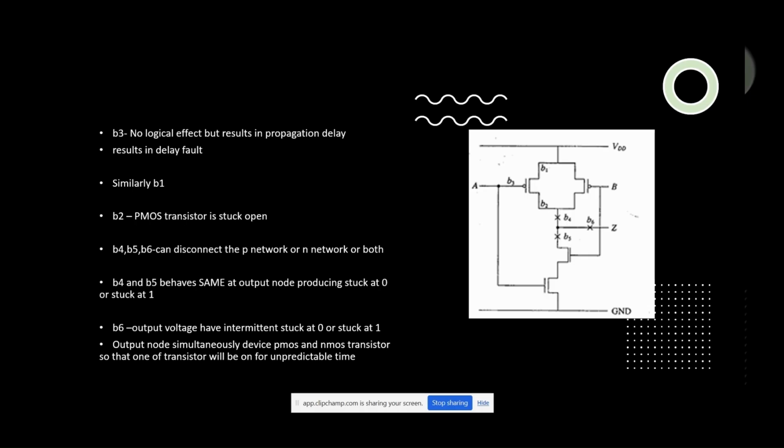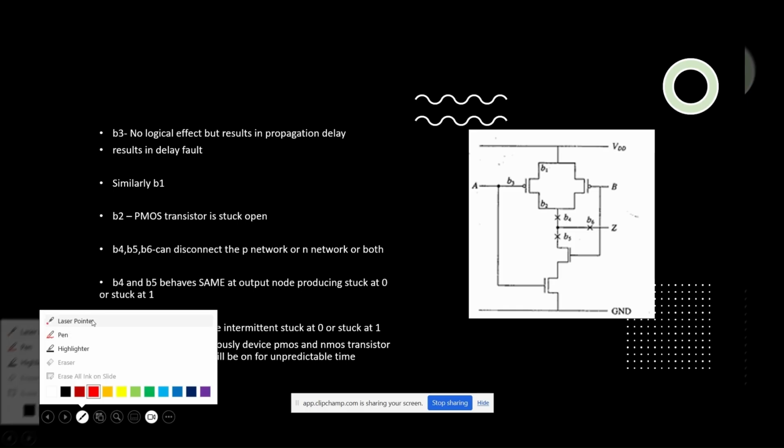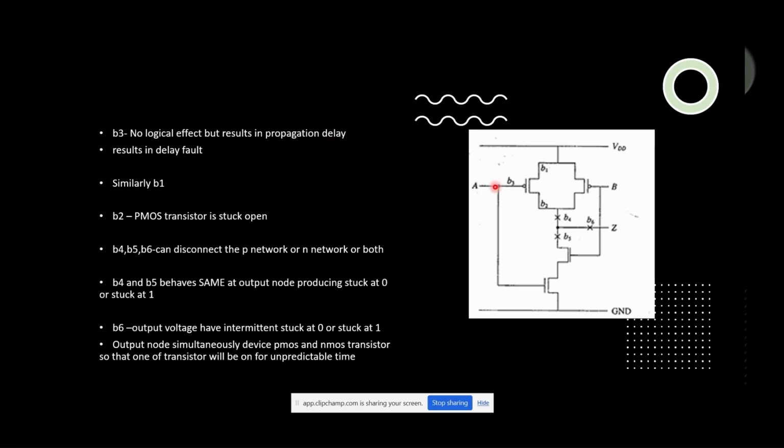Coming on to an example circuit, we all know that this is the A dot B whole bar, the NAND gate. You can see that there are various breaks mentioned here: B1, B2, B3, B4, B5, B6. If B3 occurs, it has no logical effect, but it results in propagation delay. Similarly, B1 is also the same type of fault. If you take B2, the PMOS transistor in the pull-up network is stuck open when the B2 break occurs at this point.